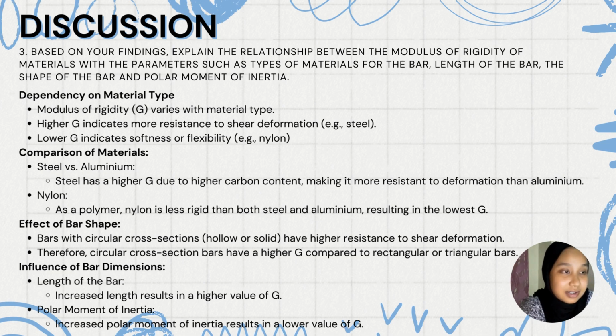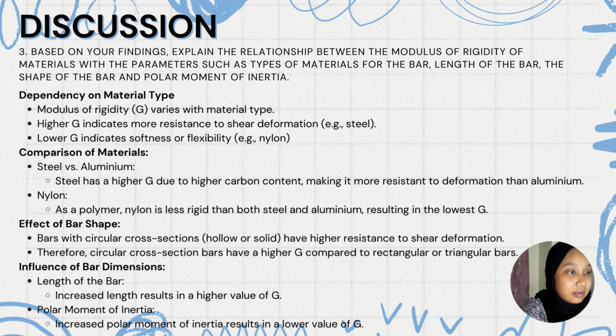So the explanation is modulus of rigidity varies with material type, which is, different materials have different modulus of rigidity. And then a higher G indicates more resistance to shear deformation. So for this experiment, the material that has the higher G is steel, and then a lower G indicates softness or flexibility. So for our experiment, the material that has the lower G is nylon.